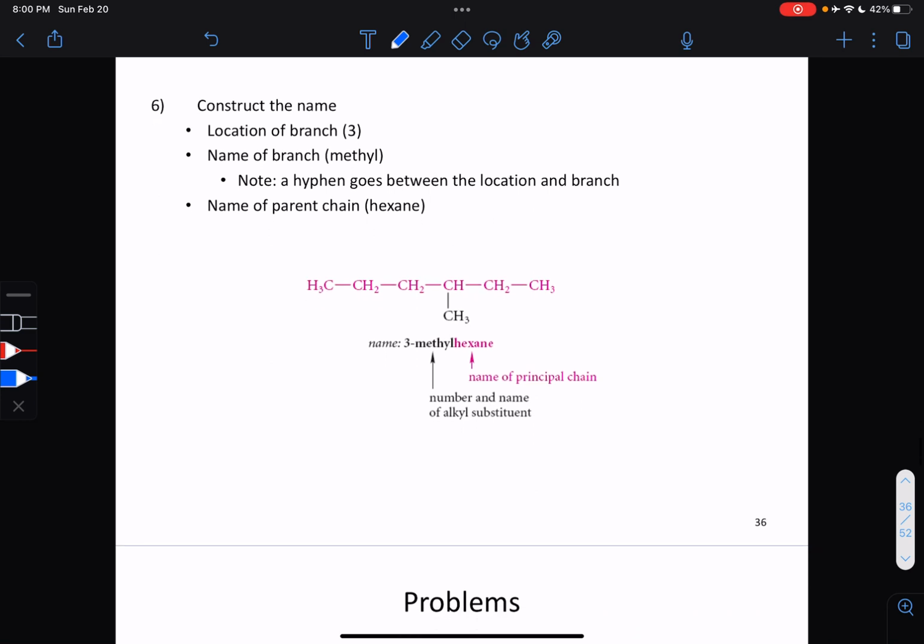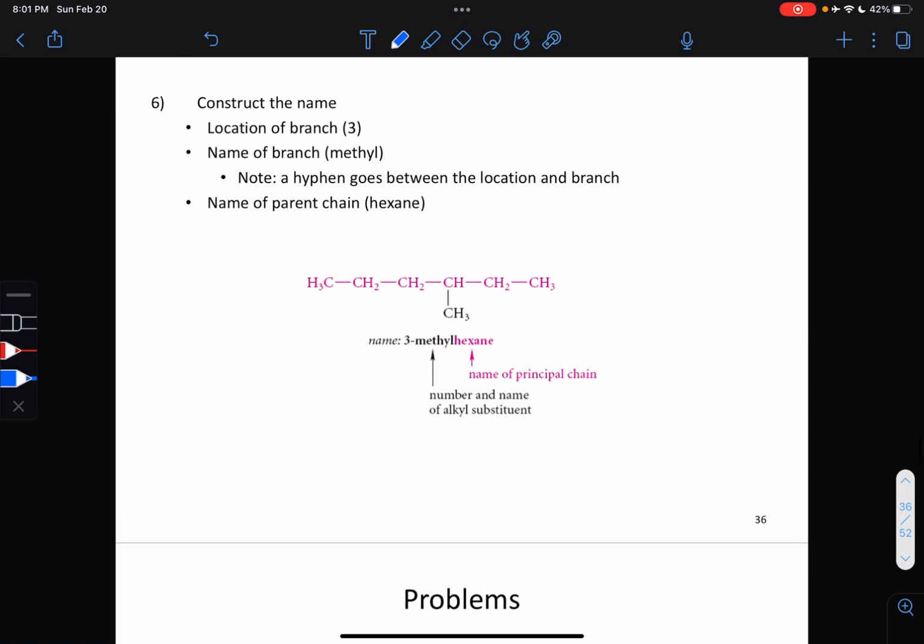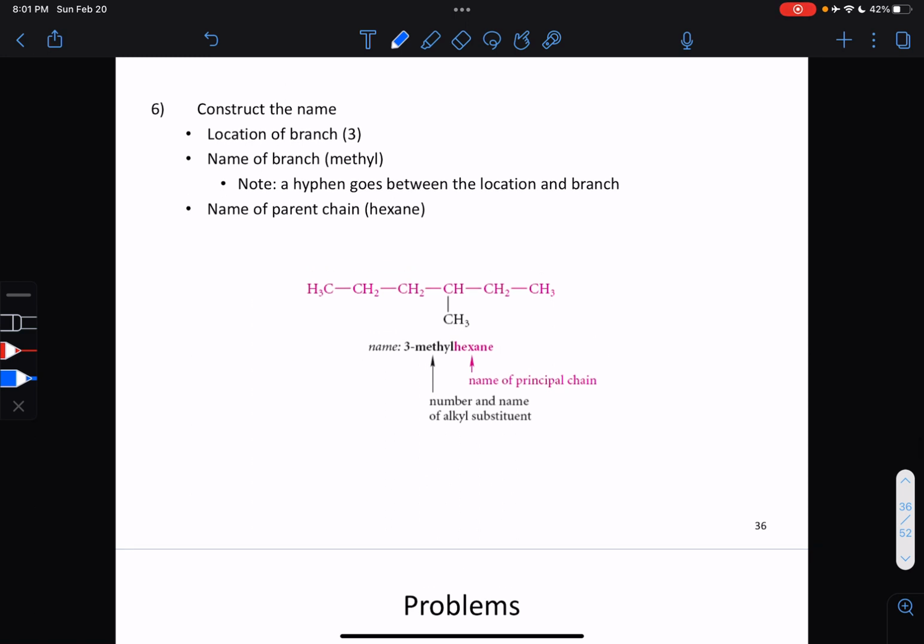Number 6 says, how do you name it? Which we already did in number 5. So to construct the name, you put the location of the branch, the name of the branch, and what the parent chain is. So number 6 is just telling you in bullet pointed form the rules for naming the molecule we did right here. And the molecule on this slide is another 3-methylhexane. And again, it describes for you how to do that.